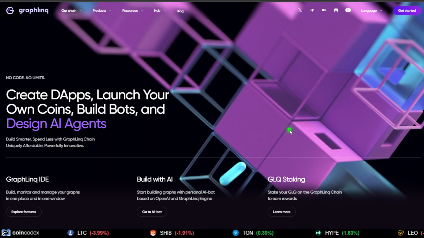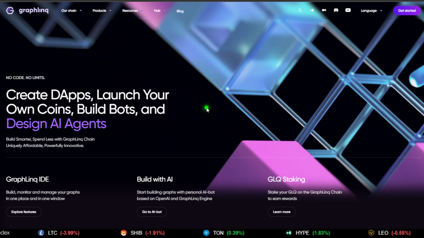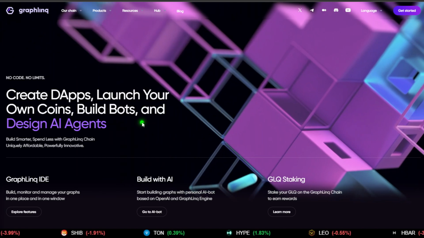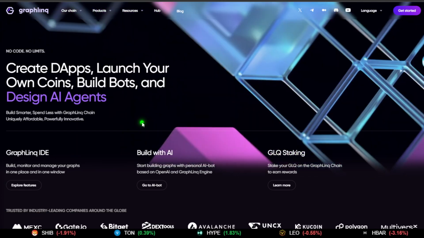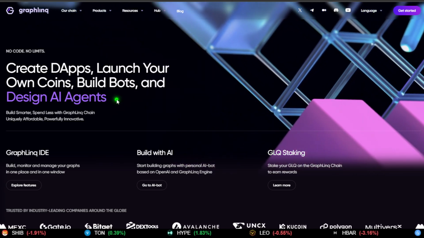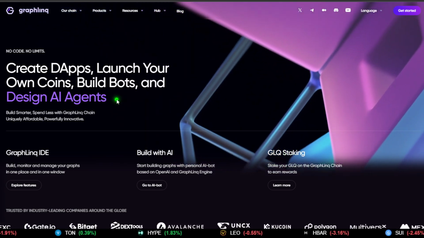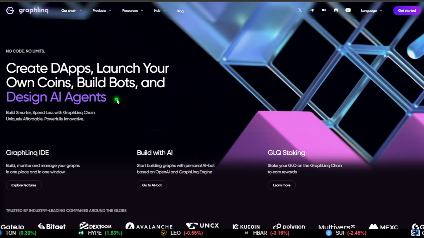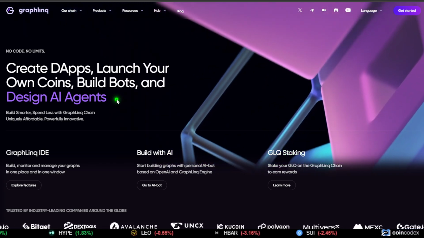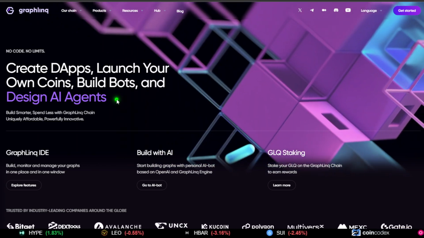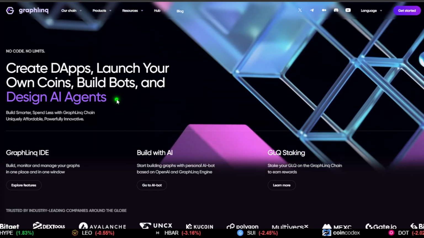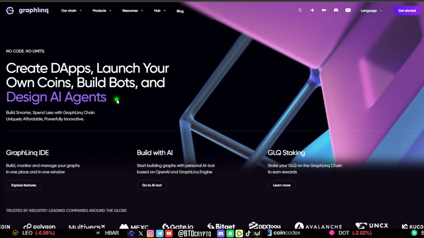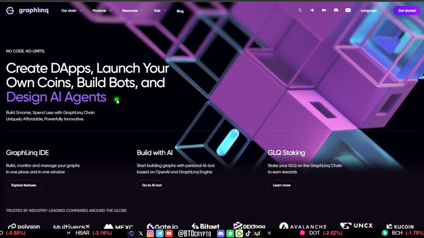Obviously, as we stumble upon the main page here, you can see create dApps, launch your own coins, build bots, and design AI agents. Obviously, the AI agents part of it is definitely standing out to me. And obviously, it is a narrative that has been hot, but then not. And this is part of the lens that we've got to put on here today, because really, what do you feel about AI agents? What's your conviction? The reality is, if AI agents make a comeback and there is a future for these agents, that's great. But there's a big difference between the agents and launchpads.